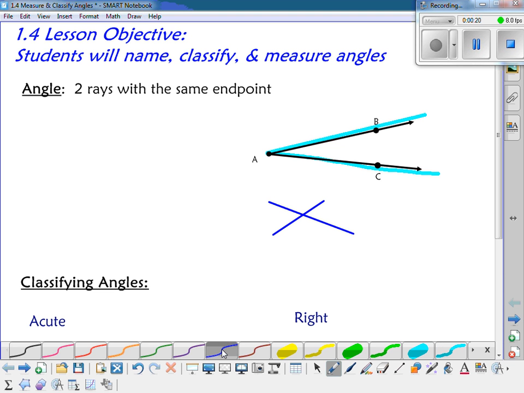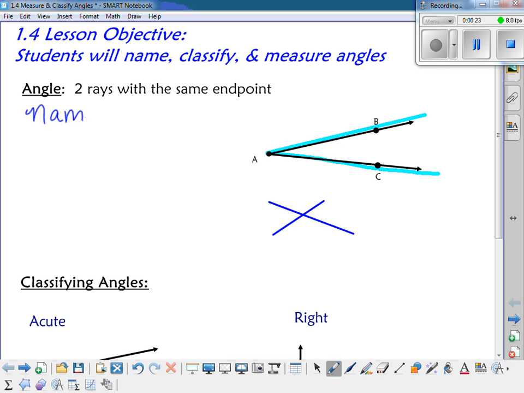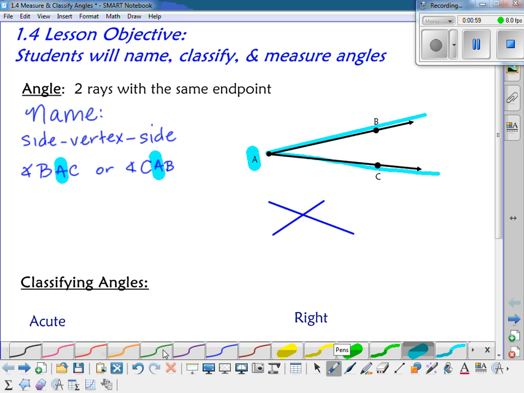And if I want to name that angle, then what I need to do is take a point from the side, then the vertex, and then a point from the other side. So in the case of the angle I just highlighted in blue, I would call that angle BAC, or I could call it angle CAB. In either case, the vertex is the point that is in the center of the name.